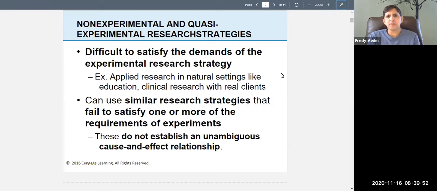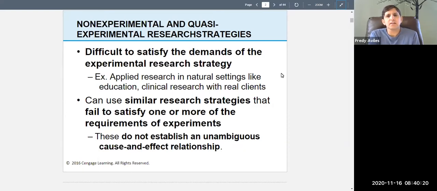Some examples would be applied research in natural settings like education, or clinical research with real clients. Let me give you an example. What if you want to study the effect of spanking on, let's say, self-esteem? You can't do an experiment like that. You can't do an experiment where you manipulate that.